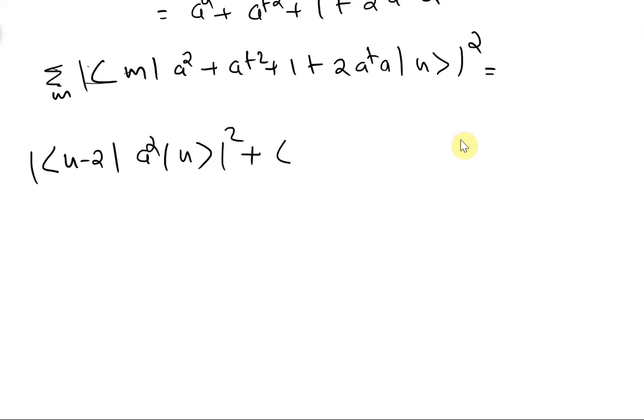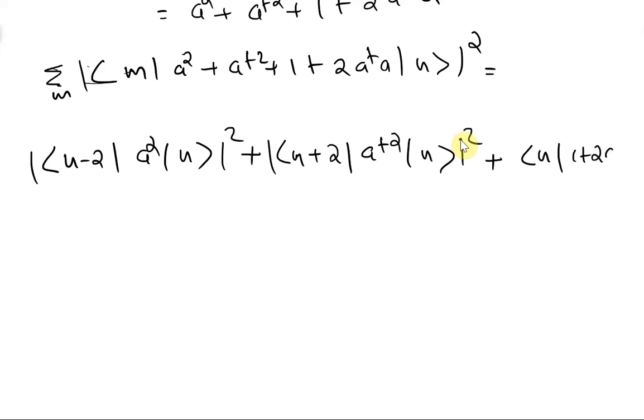And another term which is contributing is a†. So in that case, it has to be n plus 2, ⟨n+2|a†²|n⟩, and you have n here, that's good. Okay. And another term, it has to be n, the 1 plus 2 divided a†a n, and the square of it. That is the whole summation.